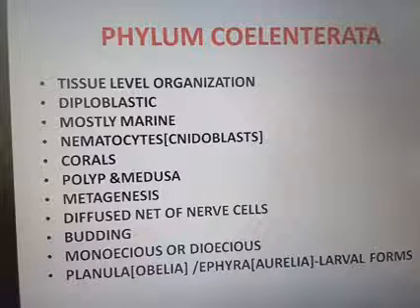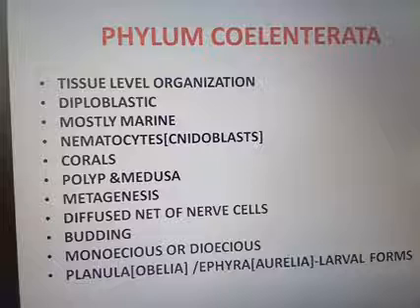The phylum comprises the gastrovascular cavity. That gastrovascular cavity is known as coelenteron with a single opening on the hypostome. This hypostome serves the function of both the mouth and the anus. Another name for the coelenterates is cnidarians.